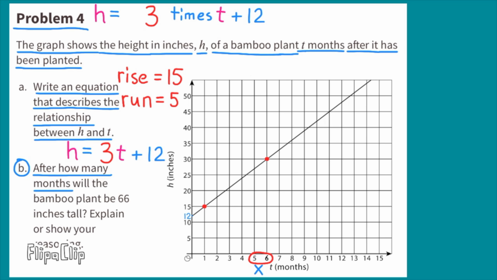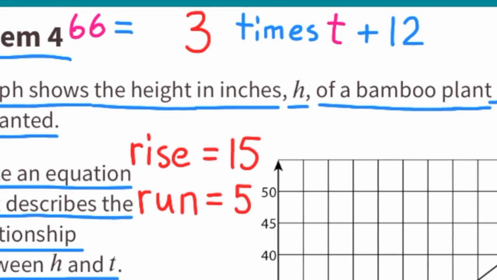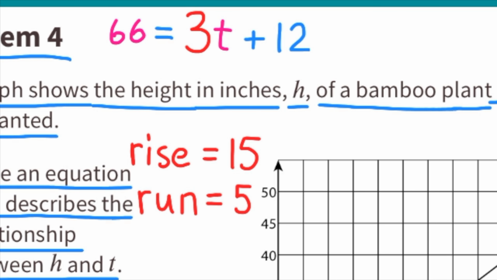B. After how many months will the bamboo plant be 66 inches tall? Explain or show your reasoning. I'm going to substitute the h, or height in inches, with 66. Now the equation reads 66 equals 3 times t plus 12, or 66 equals 3t plus 12. To solve for t, we have to take away 12 from both sides. 12 minus 12 is 0, and 66 minus 12 is 54. So now the equation reads 54 equals 3 times t.